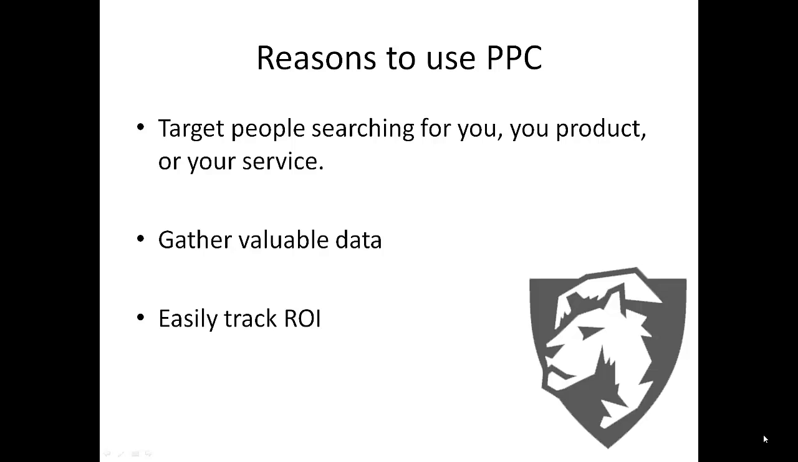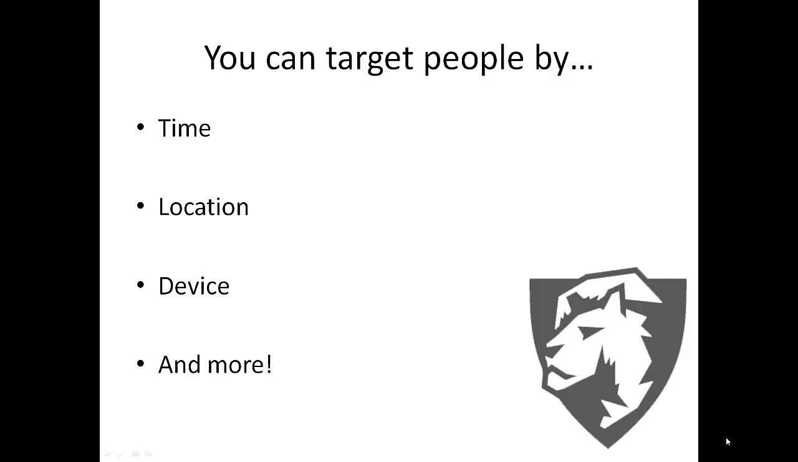There's a lot of reasons to use pay-per-click advertising, and a few of them are that you can target people searching for you, your product, or your service. You can collect very valuable data to use strategically, and you can also very easily track your ROI. You can set your ads to target people by time, location, device, and more. For this video, we're just going to talk about time and location.